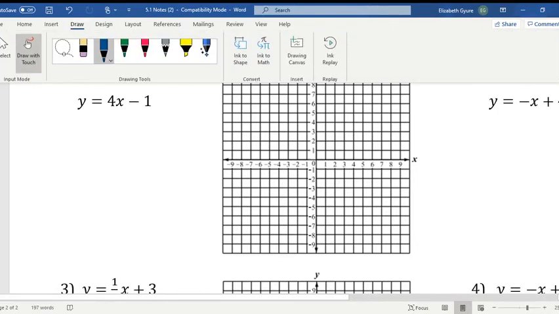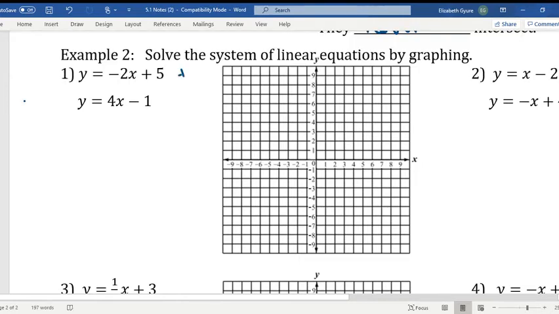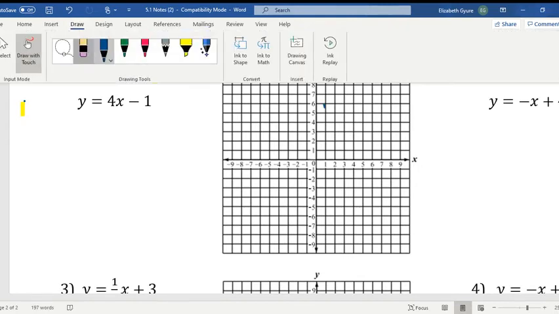So I'm going to color code this. We're going to start off with our first line here. That's y equals negative 2x plus 5. So remember, you need to identify your slope and your y-intercept. Okay, so your y-intercept is 5. So what that means is on the y-axis, we're going to put a dot at what number? 5. So put a dot at 5 on your y-axis.